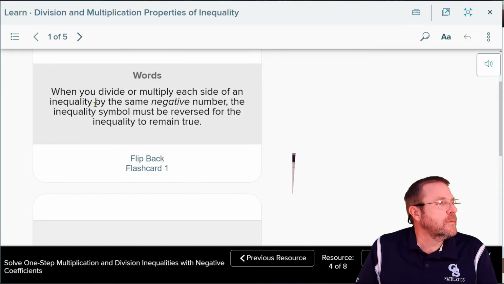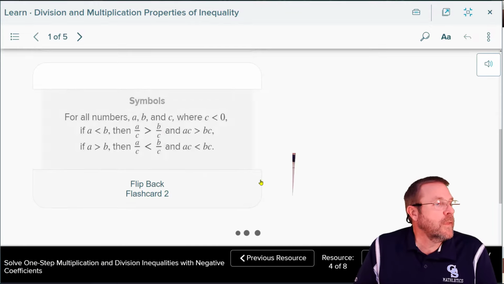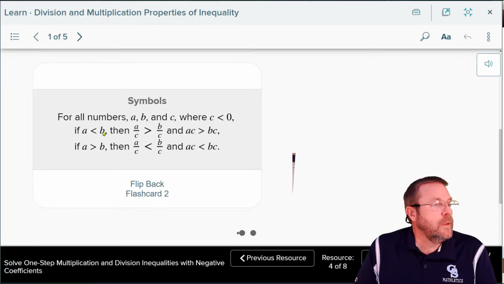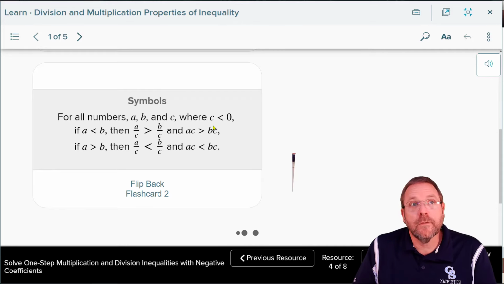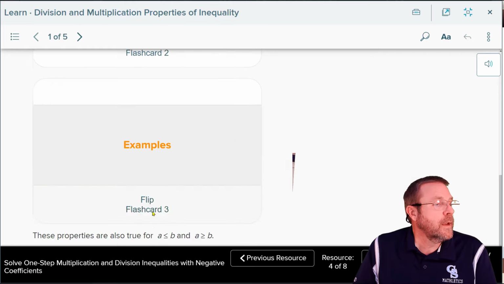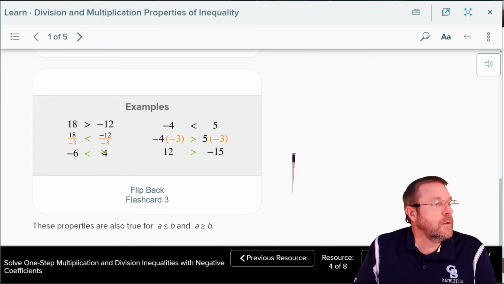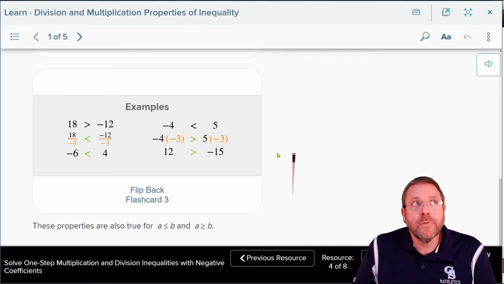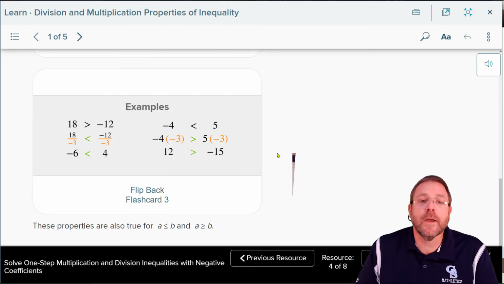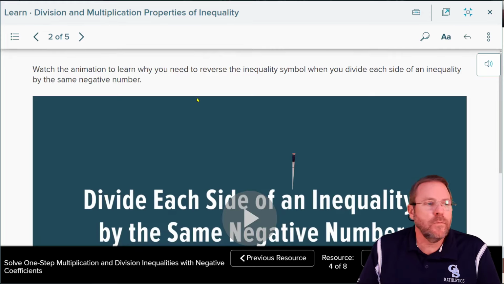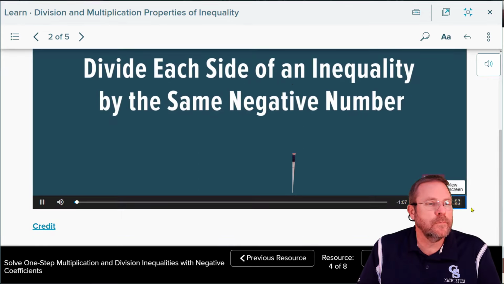So first thing is it says that when you divide or multiply both sides of an inequality by the same negative number, the inequality symbol must be reversed for the inequality to remain true. Looking at that with symbols, if A is less than B, then A divided by C is going to be greater than B divided by C, where C is less than 0, meaning it's a negative sign. And if we look at that in numbers, you can see right here, anytime you multiply and divide both sides of an inequality by a negative number, the signs are going to change directions. Let's watch this animation on how they say to do it.